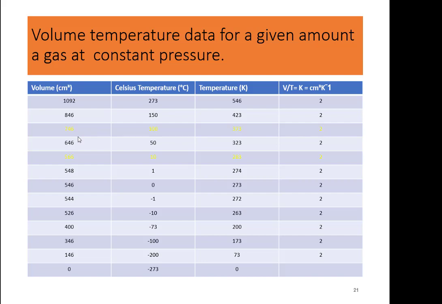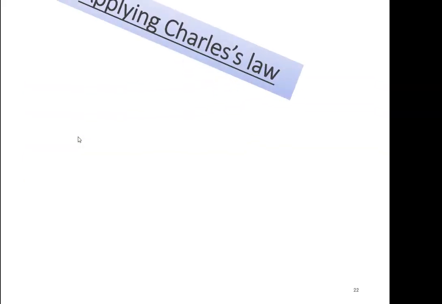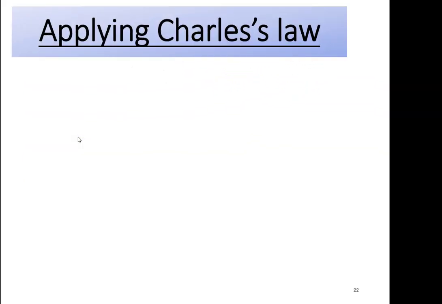From this table, it is indicating that the volume is not increasing according to the temperature. In order to understand it, let's apply Charles's law. Charles's law, you already know, V1 over T1 is equal to V2 over T2. When the temperature was 10 degrees centigrade, the volume becomes 566. And when the temperature was 100 degrees centigrade, the volume becomes 746 cubic centimeter.